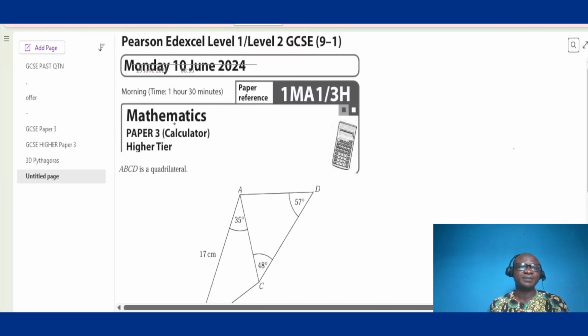Welcome, viewers. In today's mathematics class, we want to solve GCSE Mathematics Paper 3 Higher Tier. It was taken on Monday, 10th June 2024, precisely question number 18.